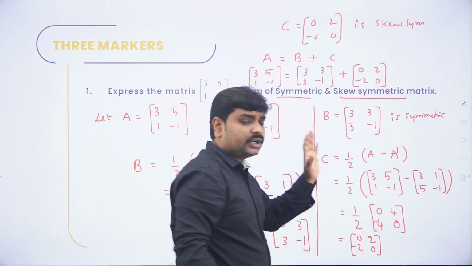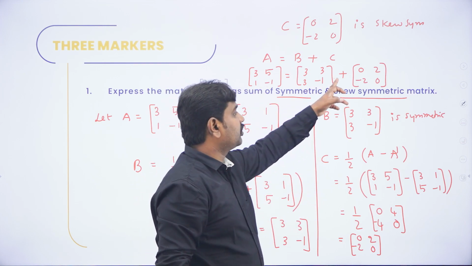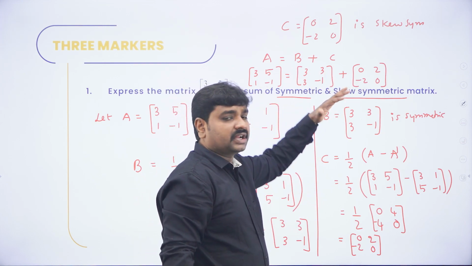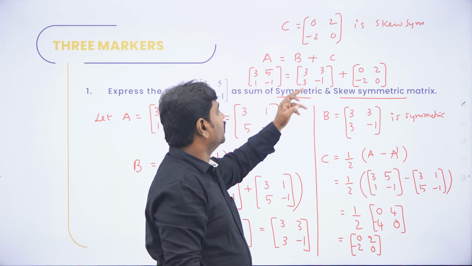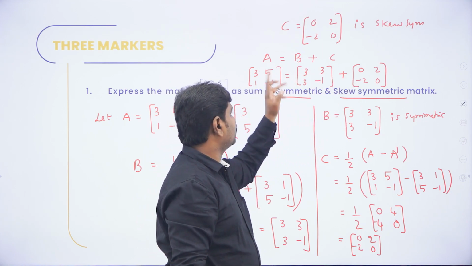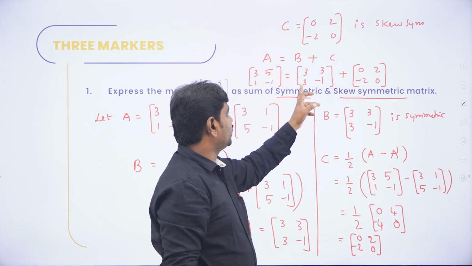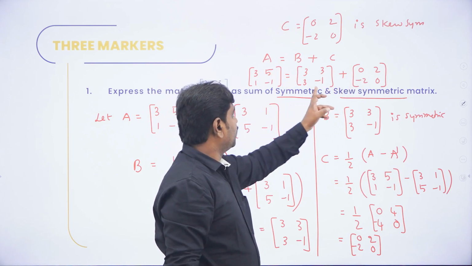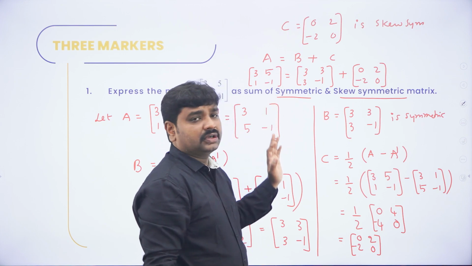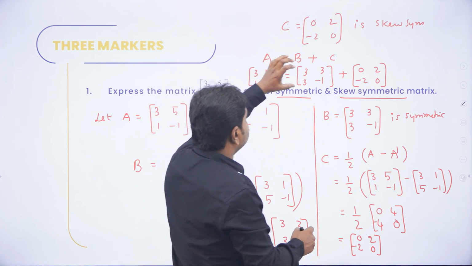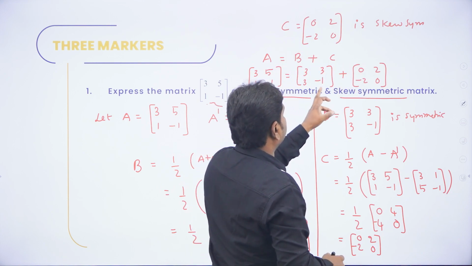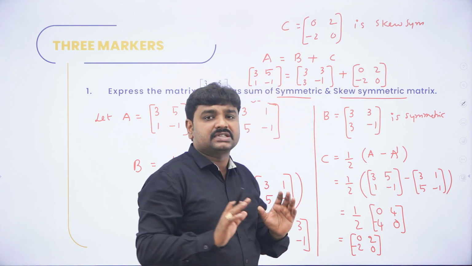Now they want you to express the given matrix as a sum, sum means plus, of symmetric and skew symmetric. Leave it here. Some students will further add, don't add, you will get the same. If you want, you can verify: 3 plus 0, 3, 3 plus 2, 5, 3 minus 2, 1, minus 1 plus 0, minus 1. So they want you to express the given matrix as symmetric and skew symmetric. So this is the answer.